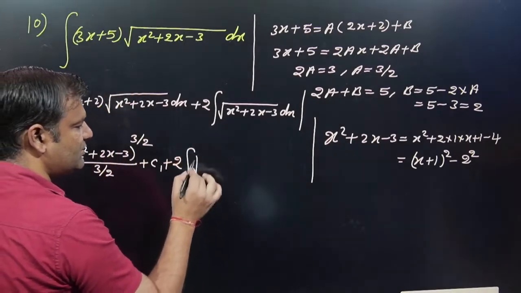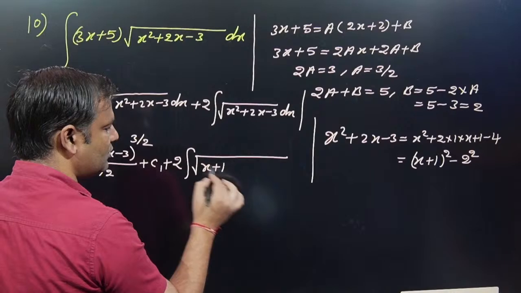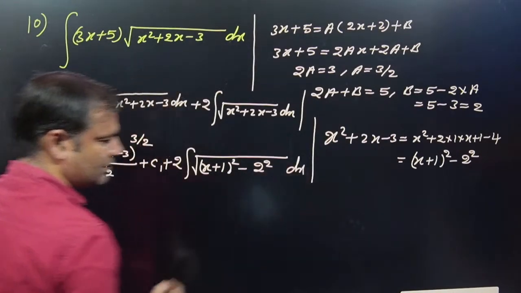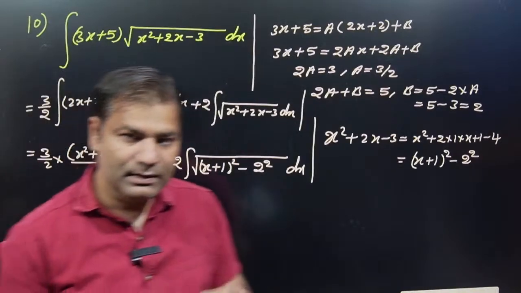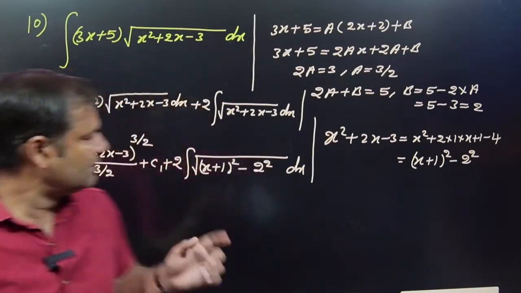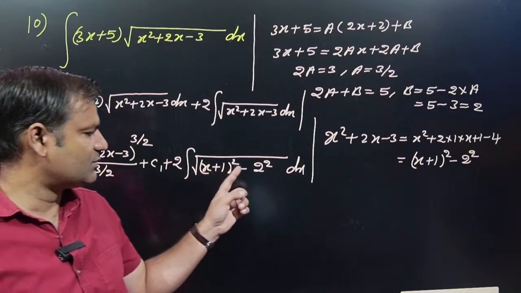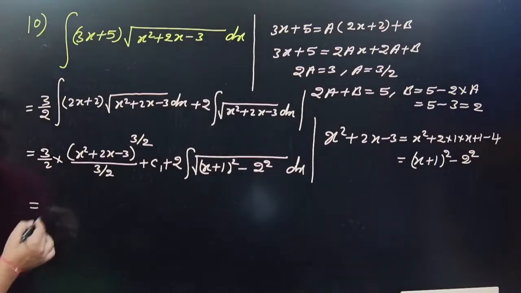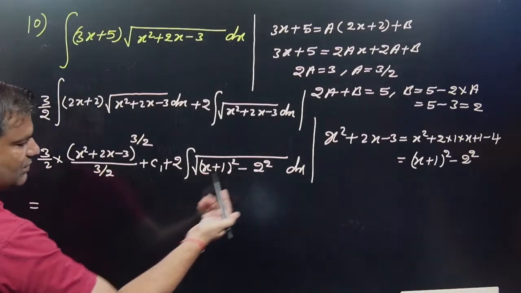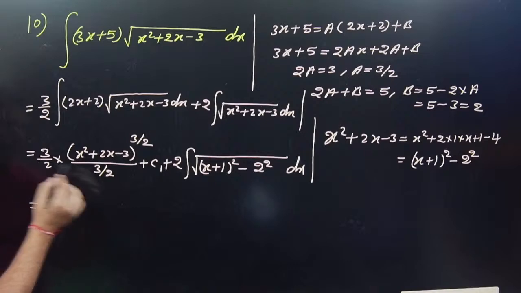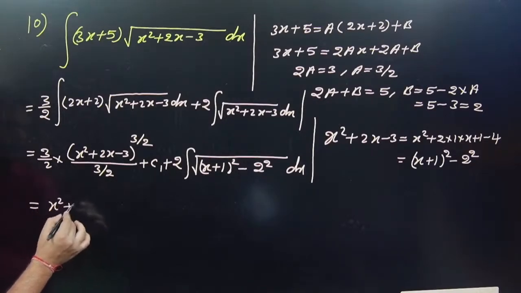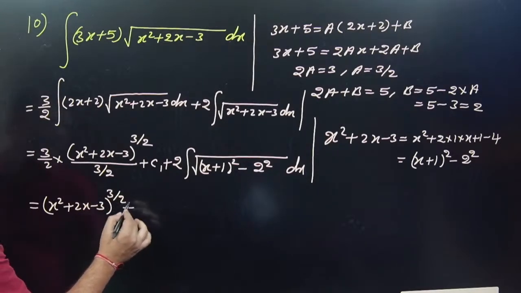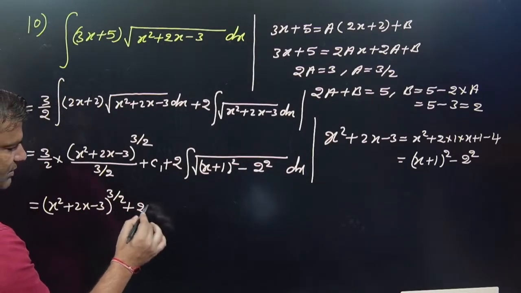2 into integration of under root of (x plus 1) to the whole square minus 2 square. Okay, look here very carefully. Now I know that in the previous question I have already discussed how to solve this type of formula. Here 3/2 cancels, so simply we write (x square plus 2x minus 3) to the whole power 3/2, and that one is written 1/2 into 1/2.